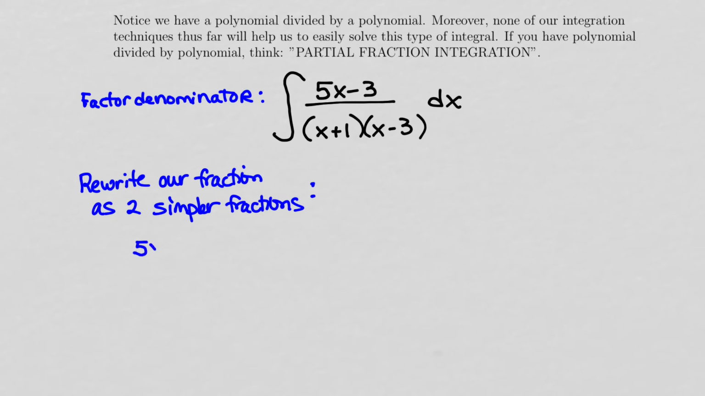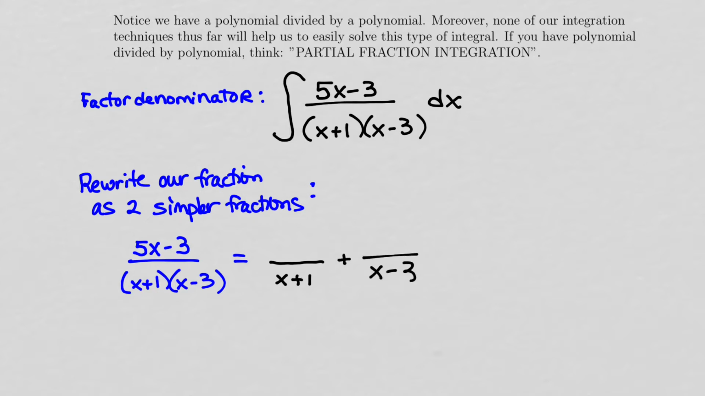So what I'm going to do is rewrite 5x minus 3 over x plus 1 times x minus 3 as two smaller things that come together. Namely, x plus 1 is one factor, and x minus 3 is going to be my second factor. I'm going to take my two factors and separate them. Now, to add them up, I have to have a common denominator. So I'm going to have to change both of them.